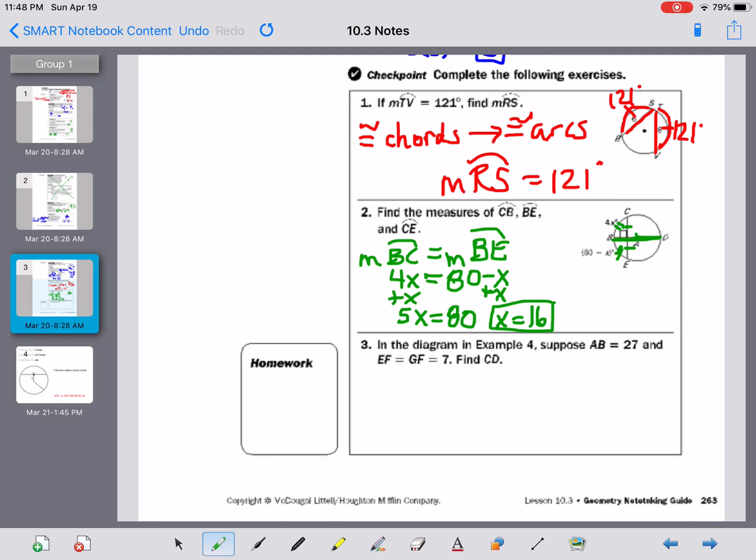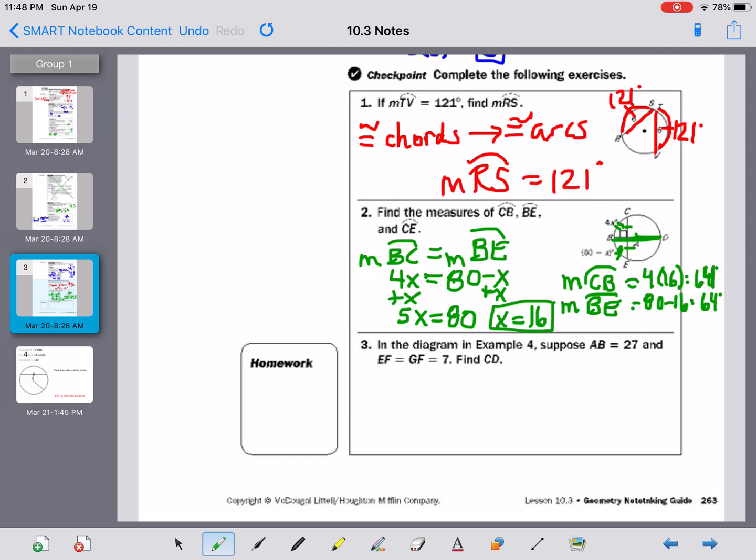So the first one is the measure of CB. I look up here at CB, it's 4 times my x, so 4 times 16. It looks like that's going to be 64 degrees. Next one, it asks me for the measure of BE. Well, BE is 80 minus my 16. 80 minus 16 is also 64 degrees, which is good because those arcs should be exactly equal.